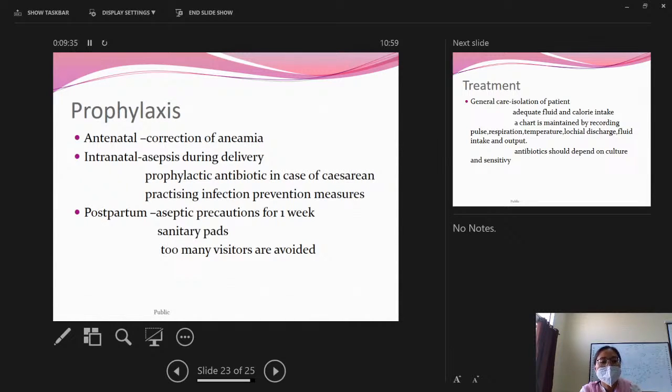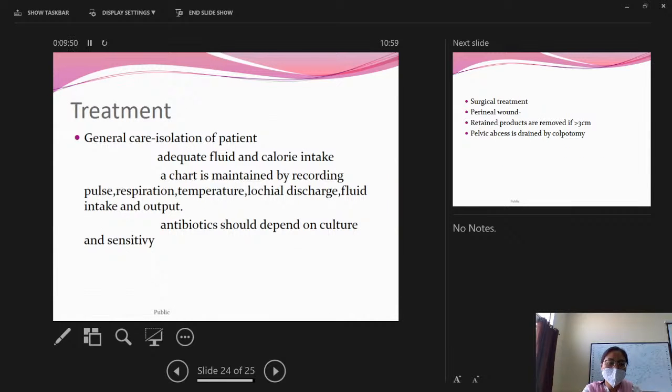Then in the postpartum period, the lady has to maintain safety precautions for about 1 week, sanitary pads need to be used, and too many visitors should be avoided in order to prevent this during the postpartum period. Okay, treatment.